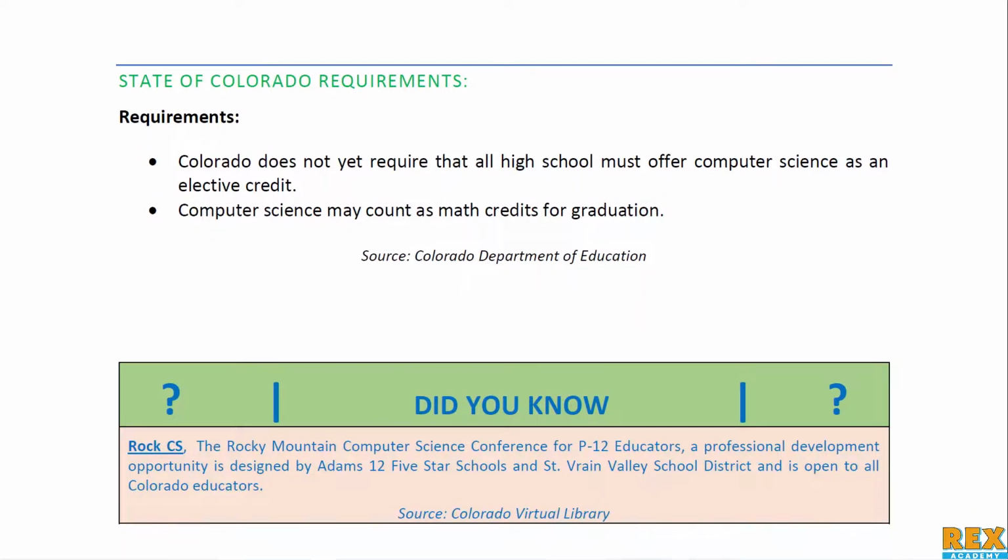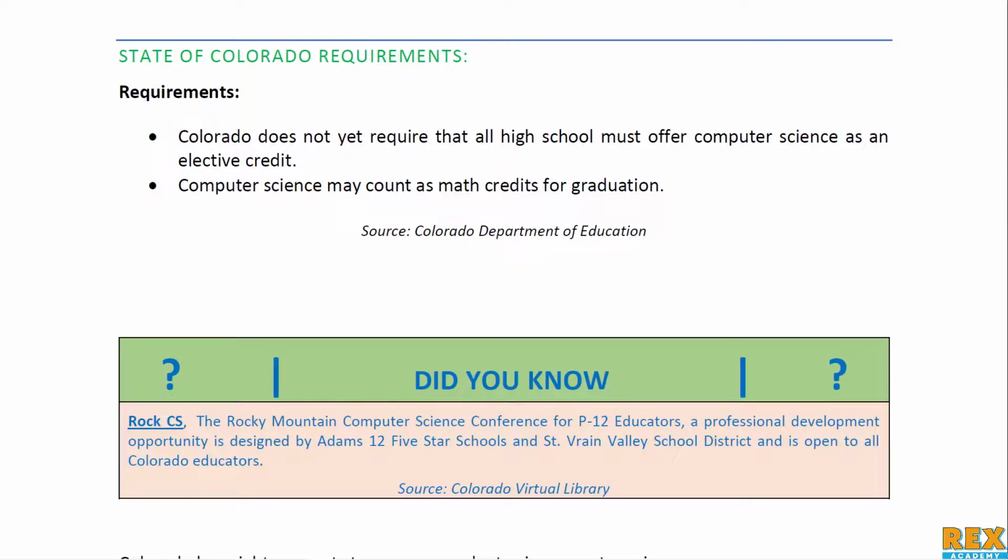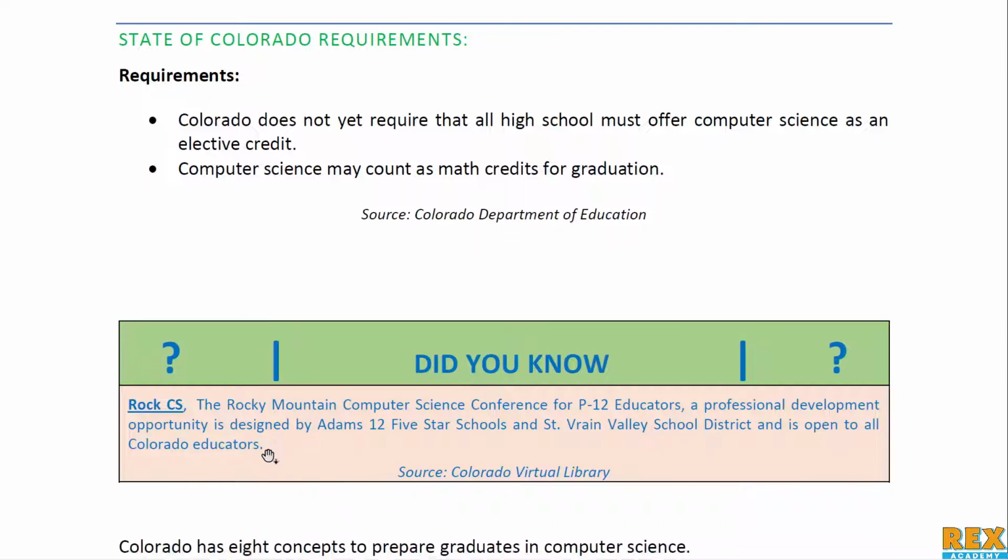So first of all, let's get through the easy stuff. Right now, they don't have any computer science requirements. That includes making high schools offer it. They don't have that requirement. You also certainly don't have any graduation requirements in computer science. However, for the few schools that do offer it, they do allow computer science to count as math credits for graduation. So that's perfectly okay.